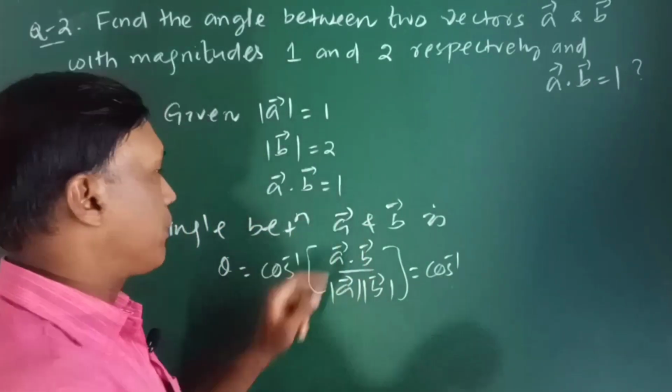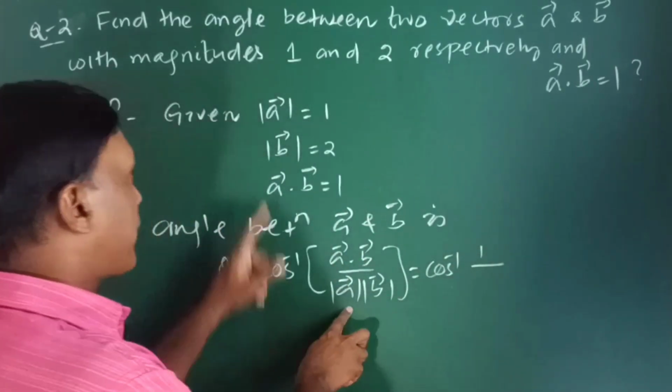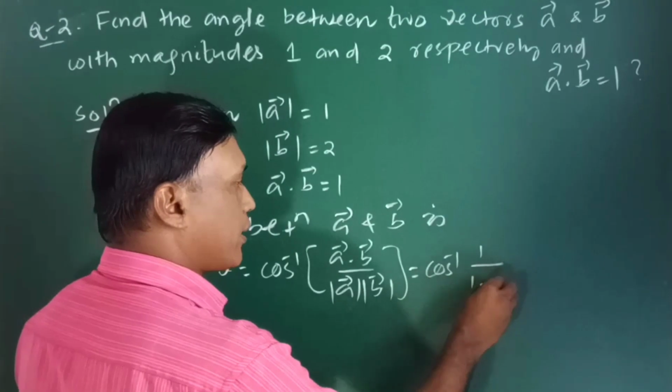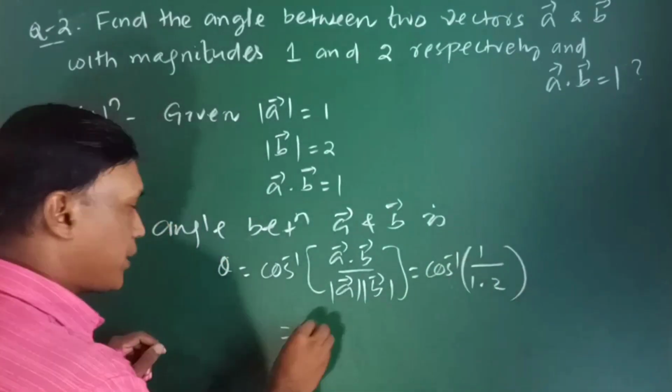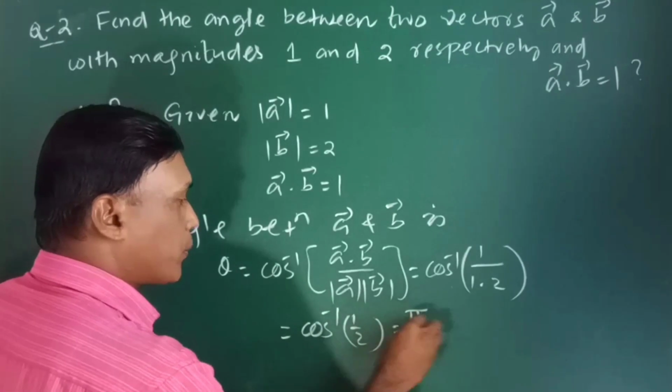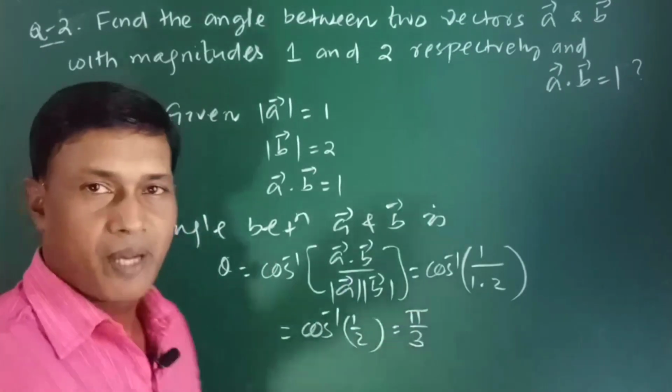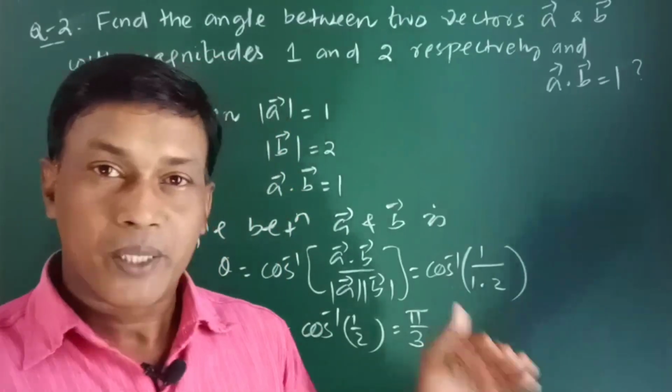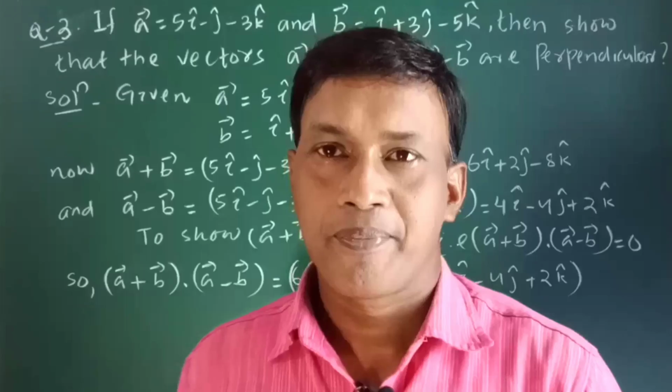A dot B is given as 1, magnitude of A is 1 and this is 2, which is equal to cos inverse 1 by 2, and you know cos inverse 1 by 2 is pi by 3. So very simple question and also important one.